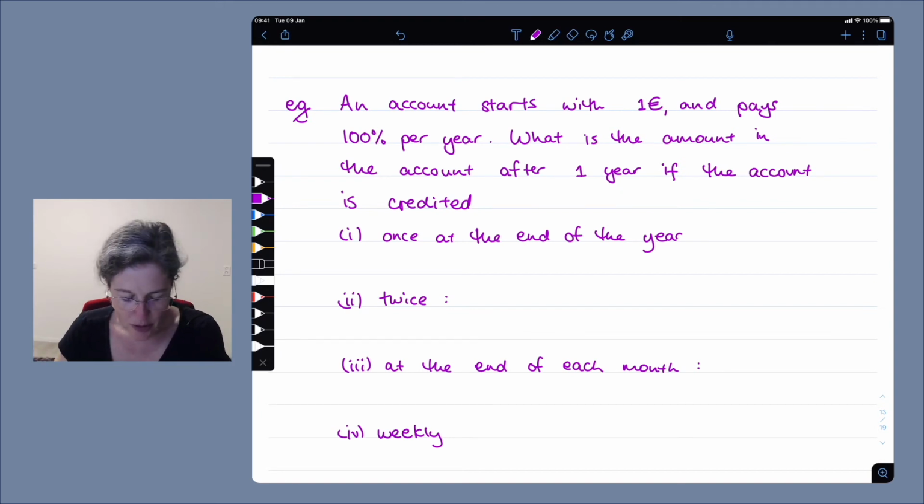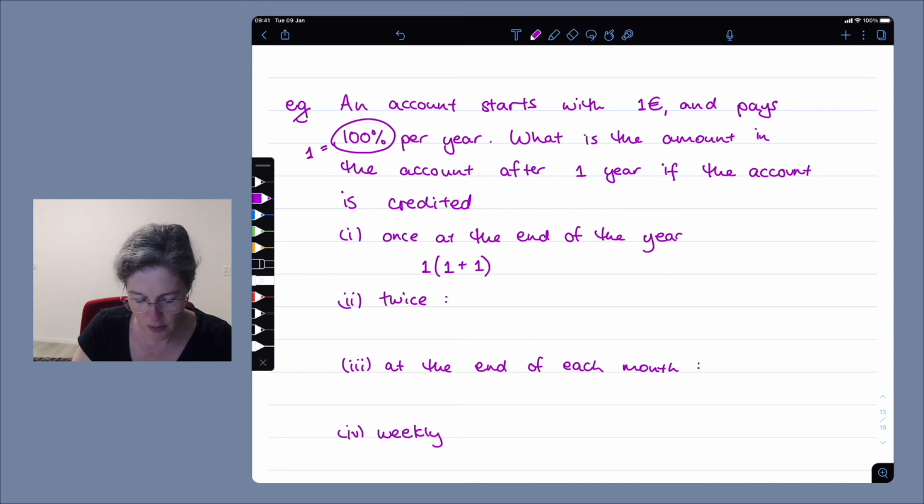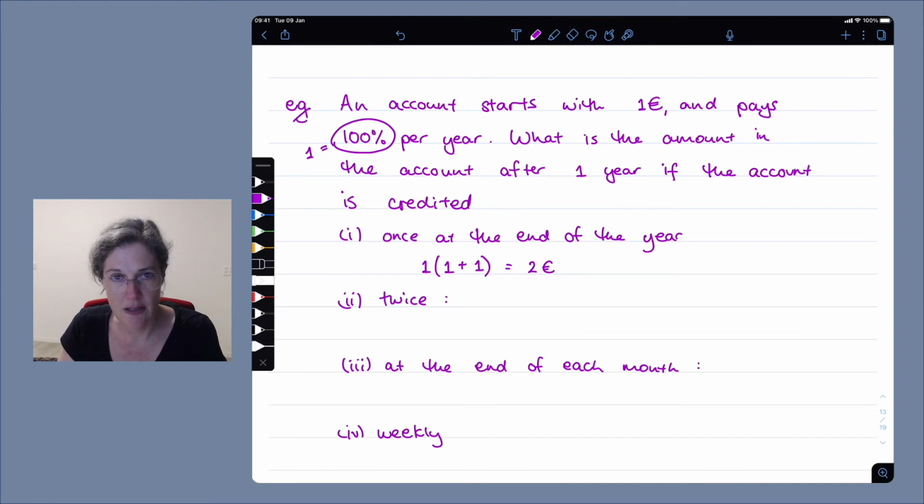So if we just compound once at the end of the year, then we're going to have our original €1, and we'll get that back, plus we'll get the interest, which is another €1. So remember, 100% is equal to 1. So we will get €2 at the end of the year. But now suppose instead that we compound twice. So we're going to compound after 6 months and then again after 6 months.